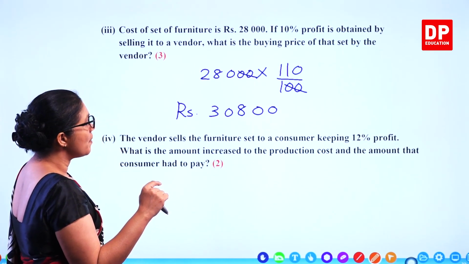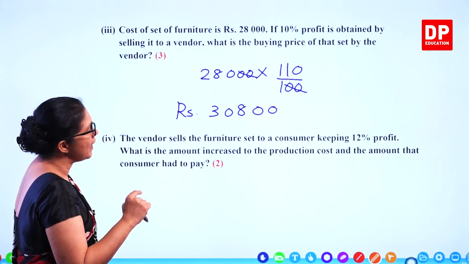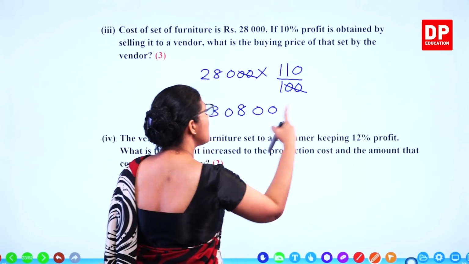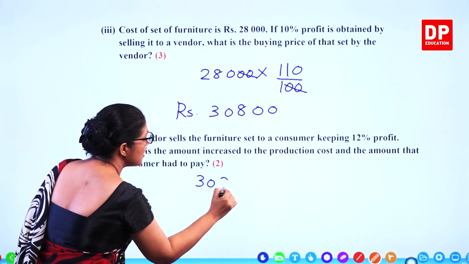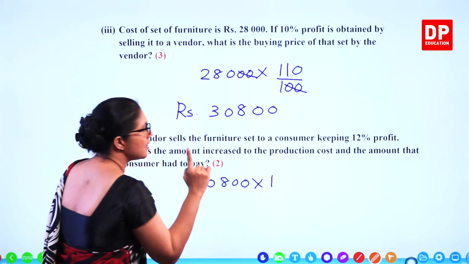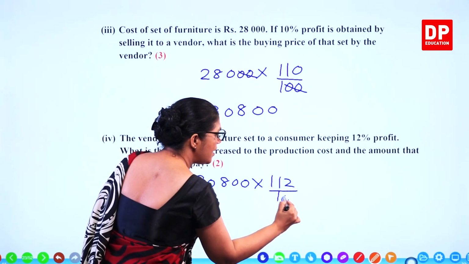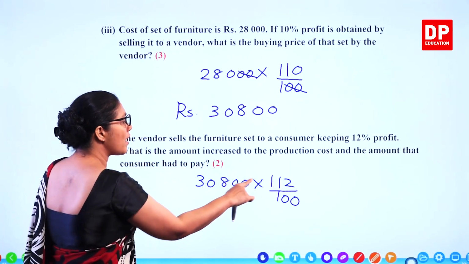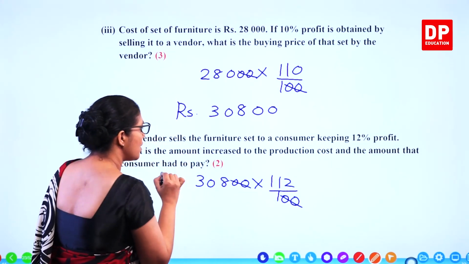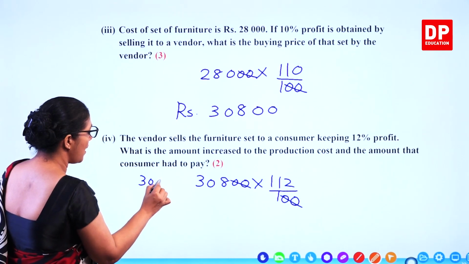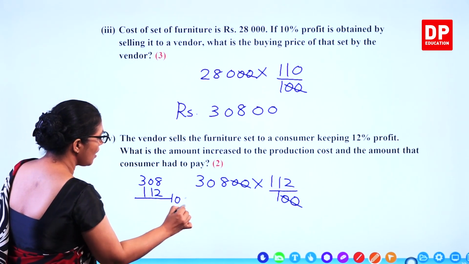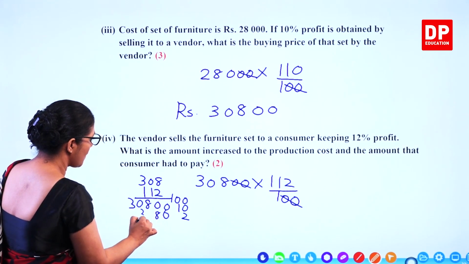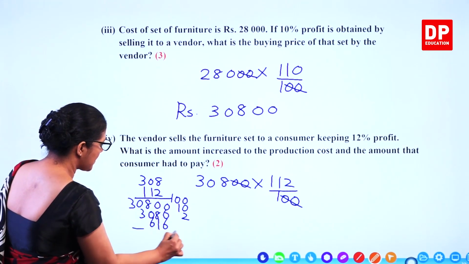The vendor sells the furniture set to a consumer, keeping 12% profit. What is the amount increased to the production cost and the amount that consumer had to pay? So what's the price that consumer buys? So this is 12% profit again from 30,800, again 12% keeping. So what's the total amount? 112/100. You can either find 12% of that and add it to the previous amount, or just straight away you can find 112 over 100. 2 zeros. 308 multiplied by 112. 2 times 8, 16. 2 times 3, 6.